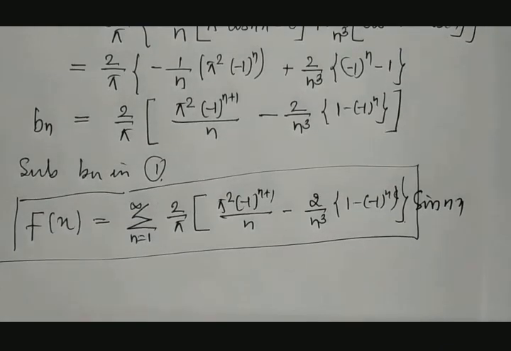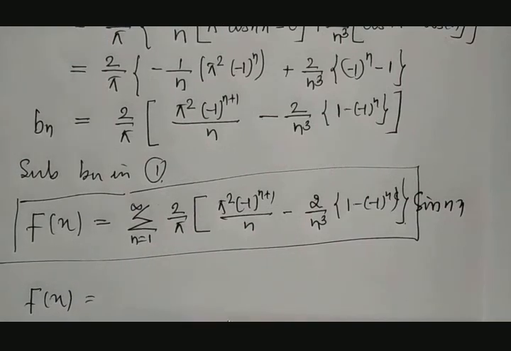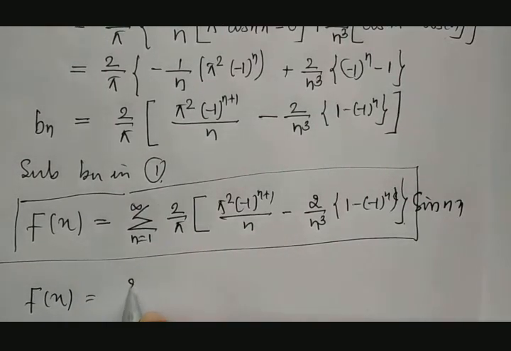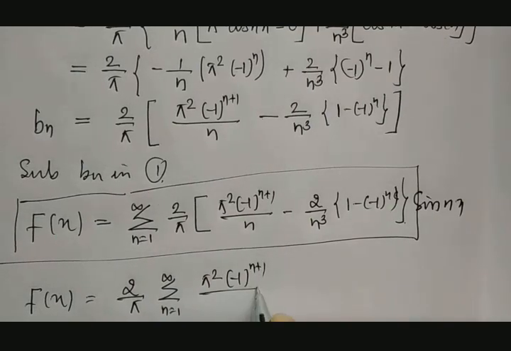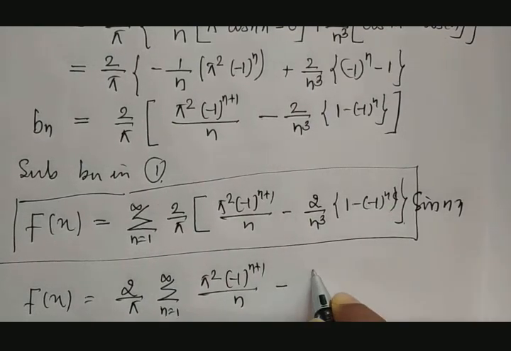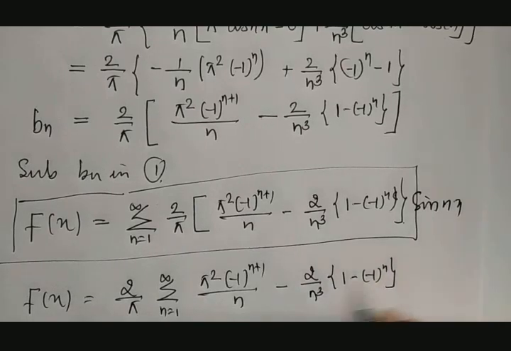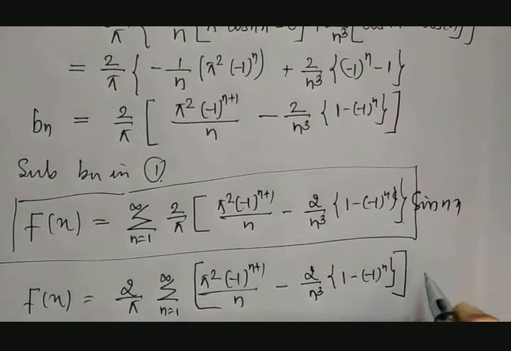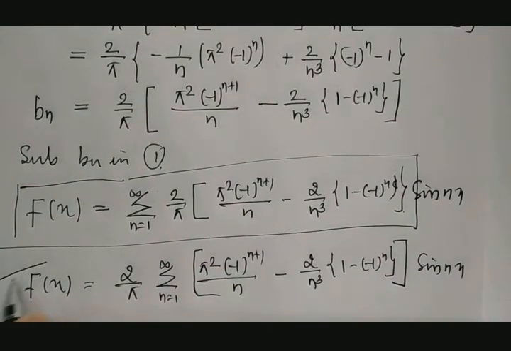If you want, you can take this constant term out. Then it becomes f of x is equal to 2 divided by pi will be taken out. Then summation from n equal to 1 to infinity. Then inside the bracket it is pi square into minus 1 raised to n plus 1 divided by n minus 2 divided by n cube into 1 minus of minus 1 raised to n. This whole thing into sin nx. So this is the required Fourier series.